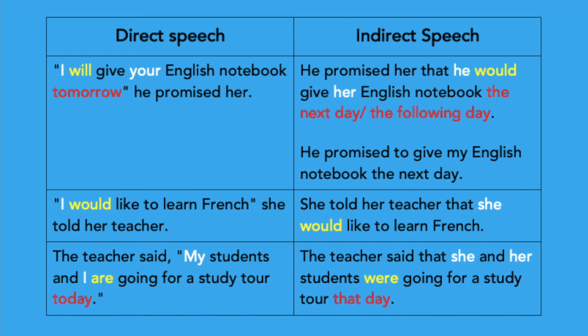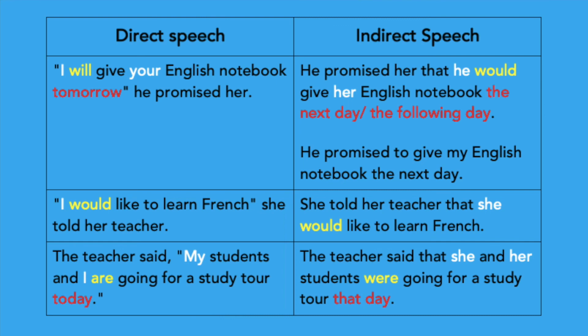The teacher said, my students and I are going for a study tour today. This one is a little bit tricky. We start with the teacher said that and then we have my students and I. This becomes she and her students. Only with I, we put the other person first. My students and I, my mother and I, Rahul and I, etc. But with other pronouns, we put the pronoun first. She and her students, he and his friends, etc.